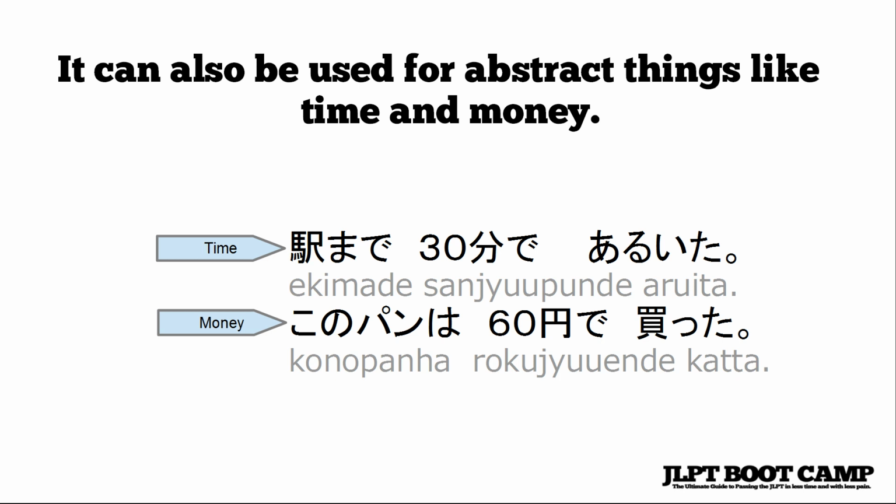For time, you could also translate that as, it took me 30 minutes to walk to the station. For money, we can use it in a very similar way. Kono pan wa 60 yen de katta. So I bought this bread for 60 yen. Just put the de after the amount of money or the amount of time that you've used. You can use it in that particular situation.